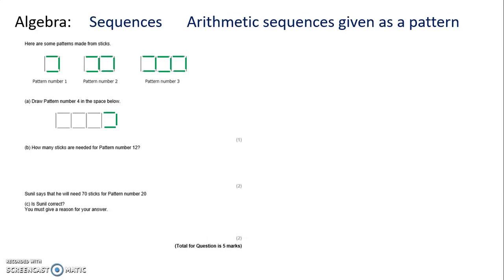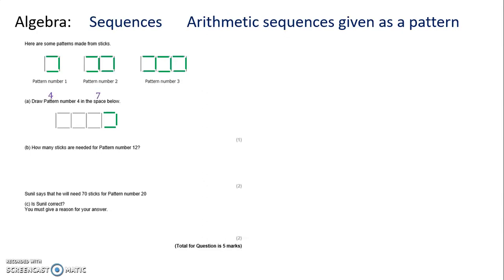So next question, how many sticks are needed for pattern number 12? So you could just keep drawing patterns until you got to pattern number 12, and that would get you the right answer, and it would also get you the marks. But the problem is you would be there for a long time, and that would cost you a lot of marks that you should otherwise have had a chance to answer. So we need a better way to do that, and there are a couple of ways.